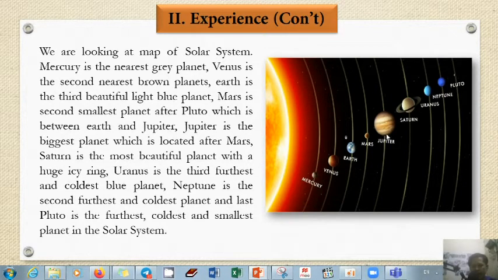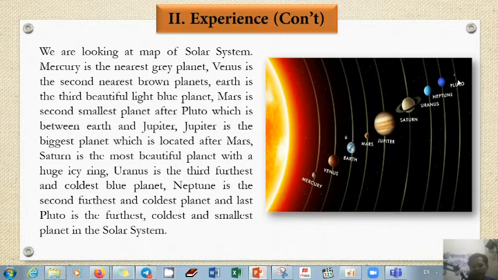And Jupiter is the biggest planet, like you see, the biggest one, which is located after Mars. And Saturn is the most beautiful planet, which has the huge ice ring. This is the huge ice ring. And Uranus is the third farthest and coolest blue planet. I see here it has a blue color. And Neptune is the second farthest and the coldest planet. Like you see, it is the second one.